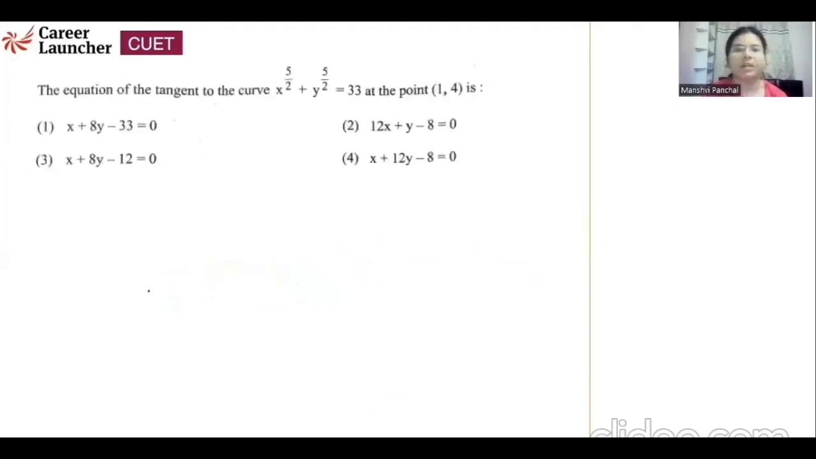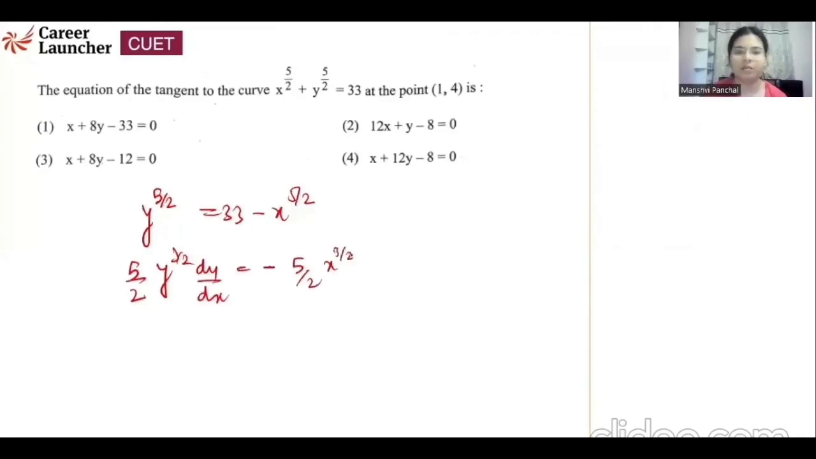Question number 71. The equation of tangent to the curve at the point (1, 4) is. So for the equation of tangent, first we will find dy by dx. So dy by dx, how will we calculate? It is y to the power 5 by 2 is equal to 33 minus x to the power 5 by 2. It means this will become 5 by 2 minus 1. So it will be 3 by 2. So y to the power 3 by 2 dy by dx equals minus 5 by 2 into x to the power 3 by 2, right?